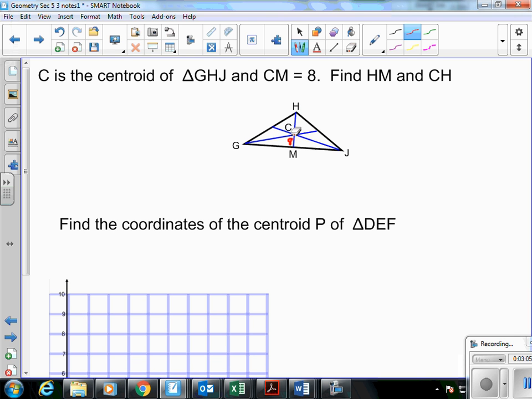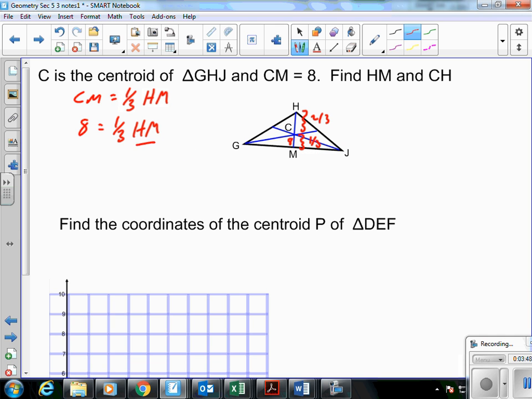And remember, from the vertex to the centroid is 2/3 of the total length, and from the centroid to the side is 1/3 of the total length. So that tells us that CM is equal to 1/3 of the total length, which is HM. So we plug in the number there. CM is 8, so 8 is 1/3 of HM.